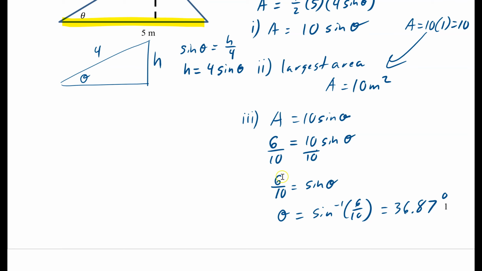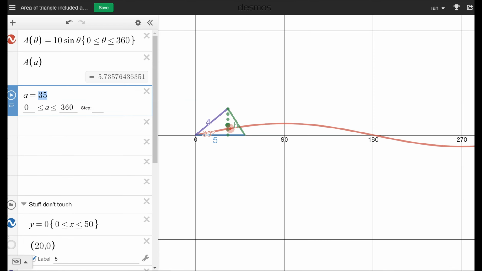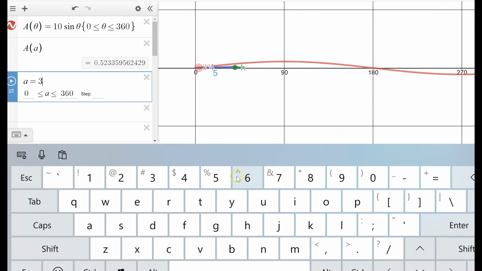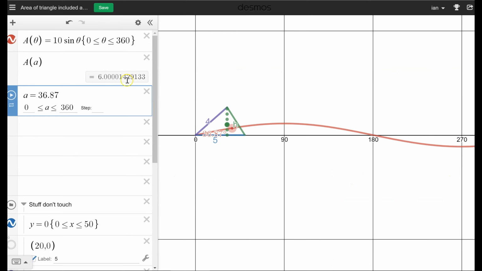And why don't we take and look at that? So it's supposed to be 6, right? We're supposed to get an area of 6 when we have 36.87 degrees. So if we look at the calculator, you can see there's my area. I've already got the calculation. If we put in there 36.87, there it is. See, 6.